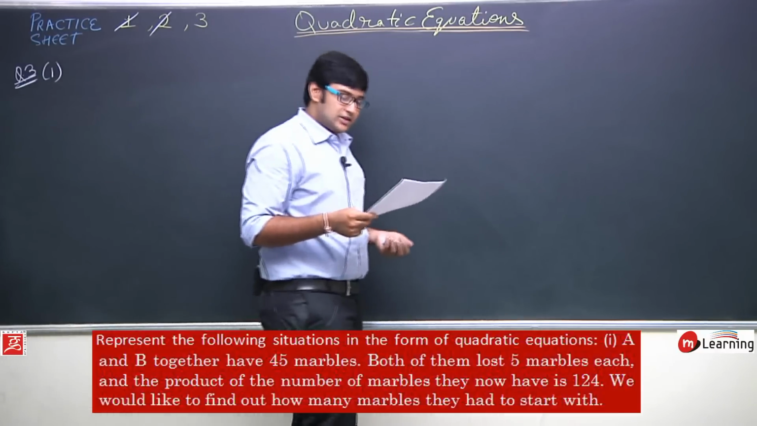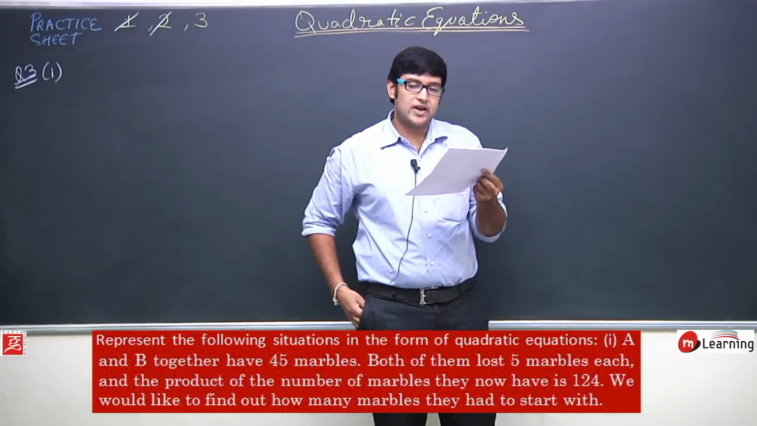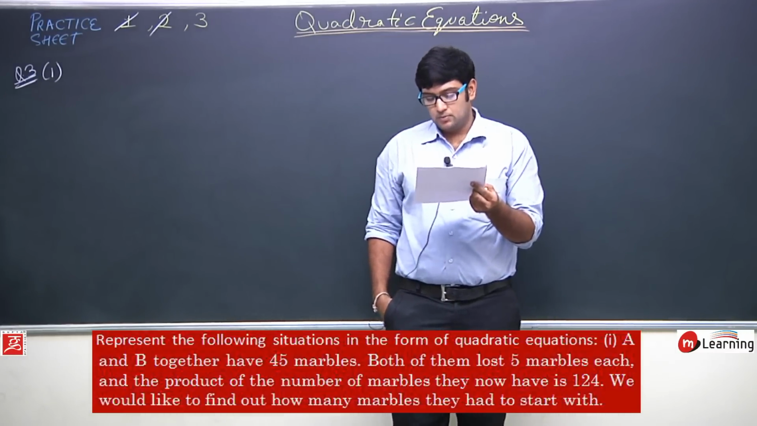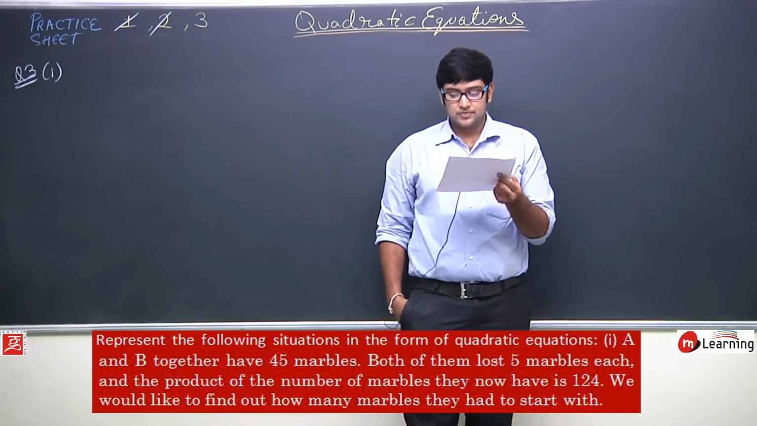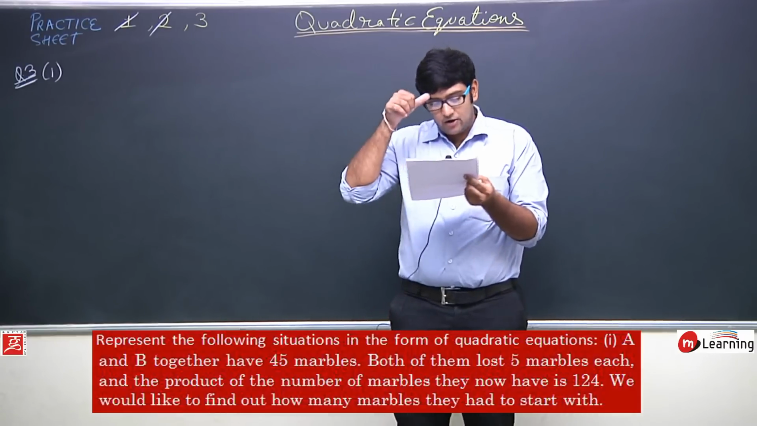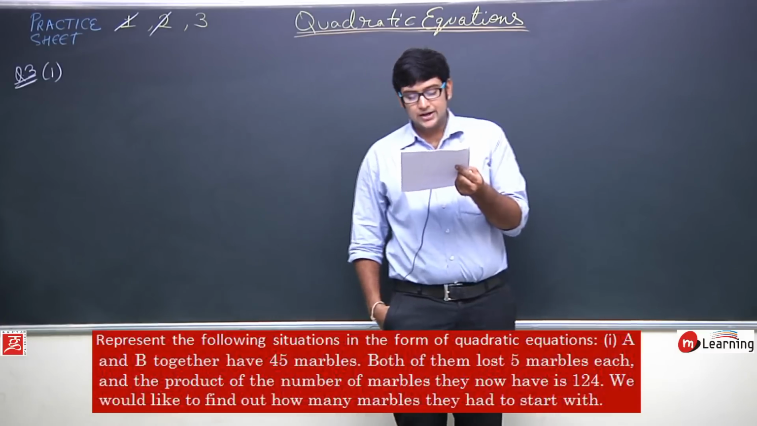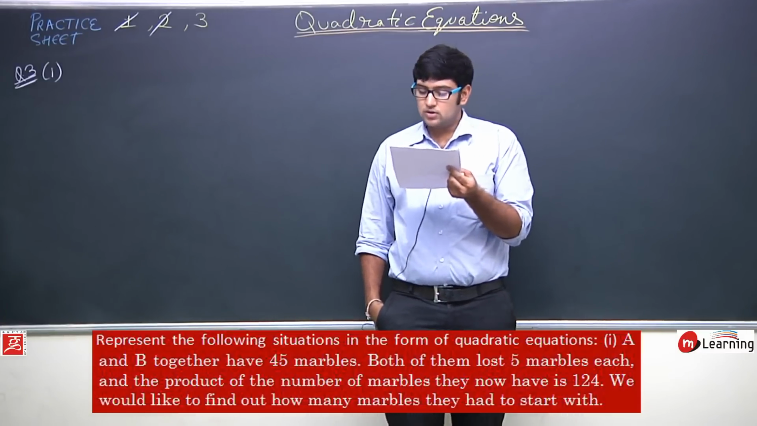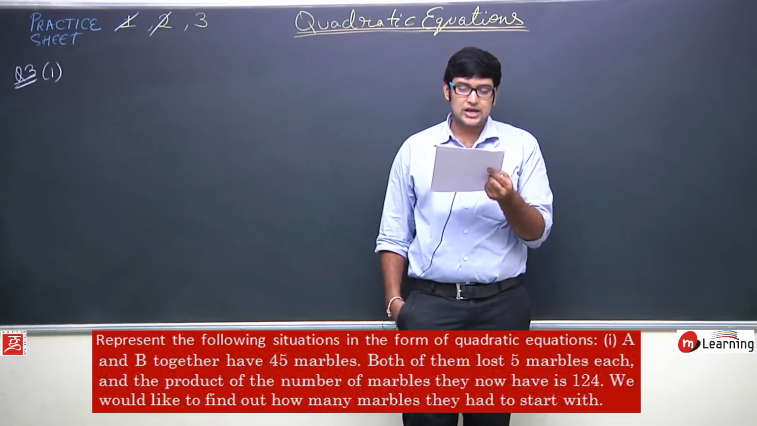The first situation given is: A and B together have 45 marbles. Both of them lost 5 marbles each, and the product of the number of marbles they now have is 124. We would like to find out how many marbles they had to start with.